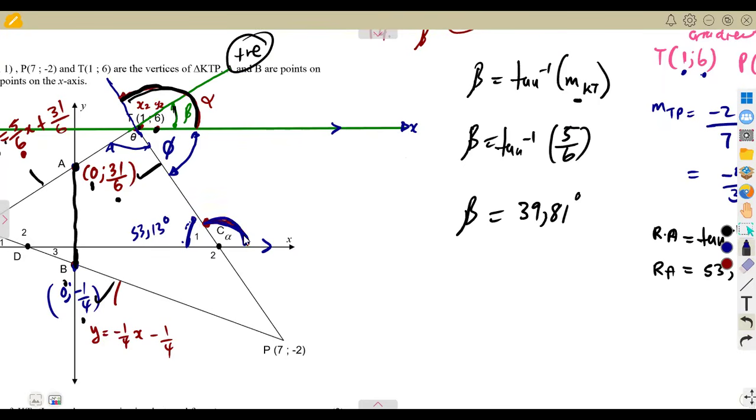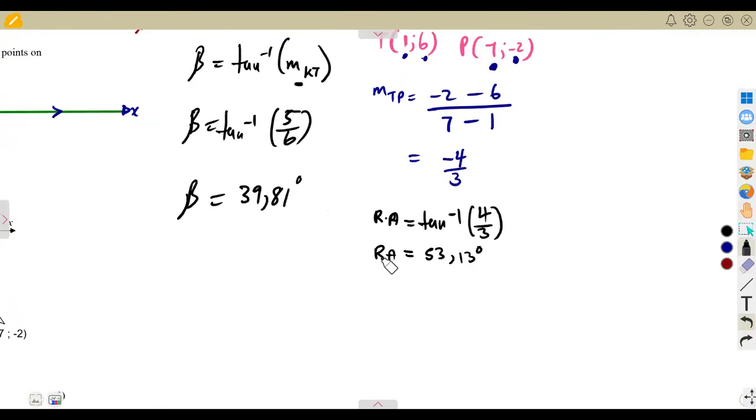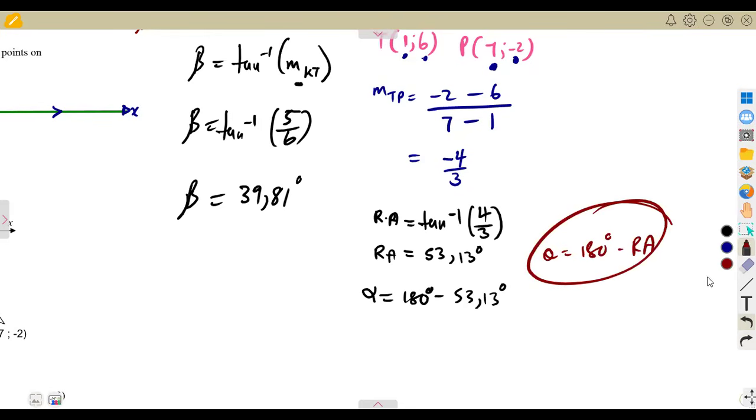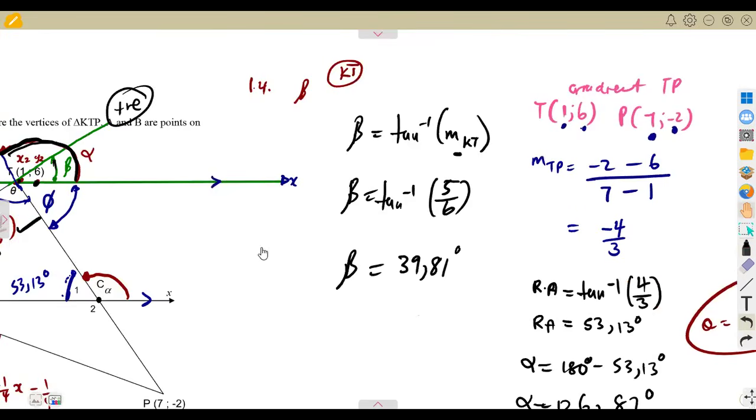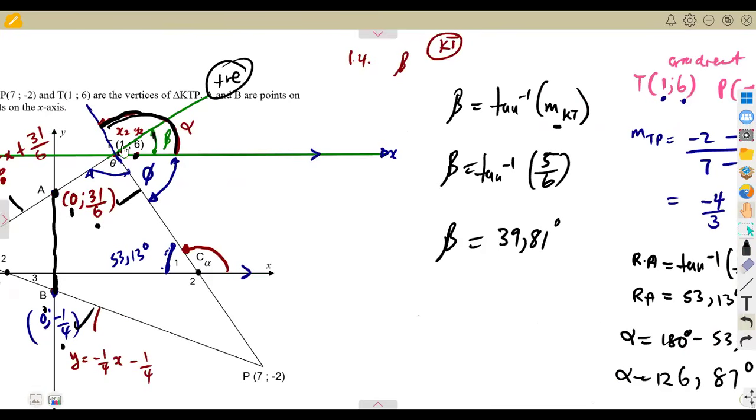So definitely for alpha, since angles on a straight line add up to 180, we are supposed to subtract our reference angle from that to obtain alpha. Alpha is going to be 180 degrees minus the reference angle, which is 53.13 degrees. I talked about this. So our alpha at the end was going to be 126.87 degrees. That is our alpha, the whole of this angle affecting our line, and this angle is the same as this angle. Remember that from the point I was explaining.